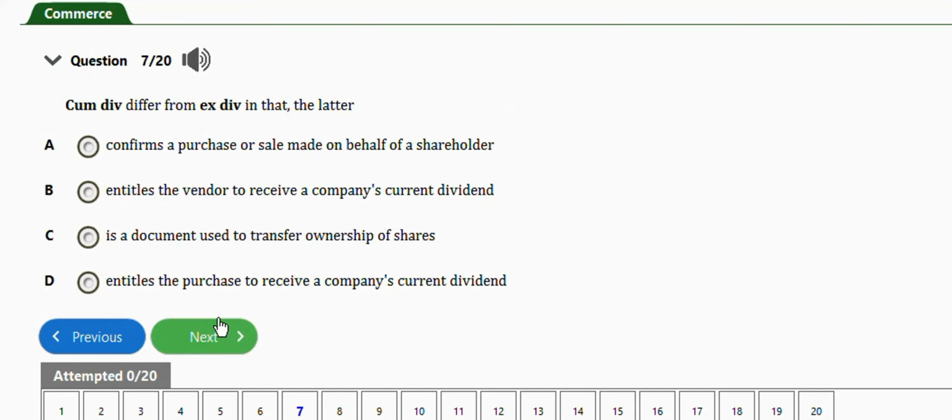Next question. Cum div differs from ex div in that the latter confirms a purchase or sale made on behalf of a shareholder, entitles the vendor to receive a company's current dividend, is a document used to transfer ownership of shares, entitles the purchaser to receive a company's current dividend. Right answer is option D, entitles the purchaser to receive a company's current dividend.